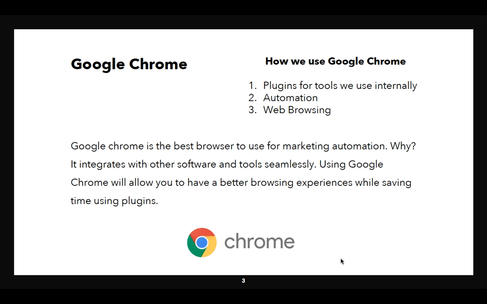How we use Google Chrome is for plugins that we use internally through the company. We also use Google Chrome for our HubSpot CRM. We'll jump into that in a second. Automation and web browsing. So make sure that you are using Google Chrome and make sure that you download any relevant plugins that are used for any software. That way you can really use Chrome and the web browsing experience to be much more cohesive and also much more effective when it comes down to browsing.